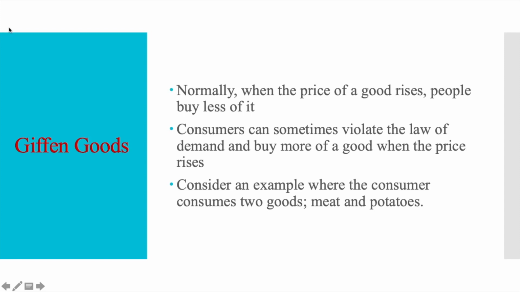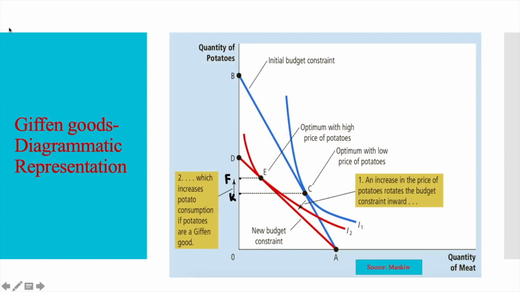Let's consider an example where the consumer consumes two goods, meat and potatoes. Suppose the consumer is at budget line BA, where his optimum point of consumption is at C. As you can see, the consumer is at indifference curve I1. Now, assume that the price of potatoes has risen, and as you can see, the budget line rotates inward, and the new budget line is DA, where the optimum point of consumption is at E. We can see that he moves to indifference curve I2 here.